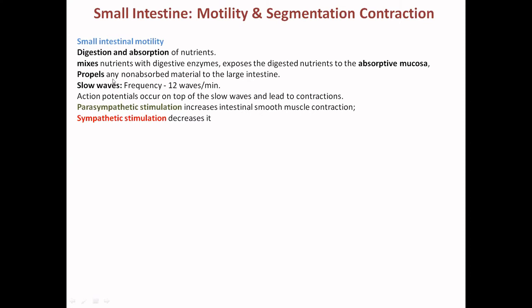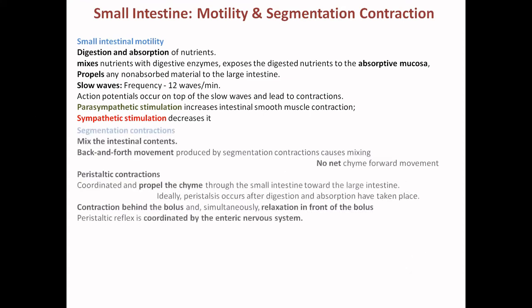The slow wave frequency is 12 waves per minute in the small intestine. An action potential occurs on top of the slow waves, as we have discussed earlier, and because of that there is a contraction. Parasympathetic stimulation increases intestinal smooth muscle contraction, as it is usually stimulatory in the GI tract, and the sympathetic is inhibitory in action.